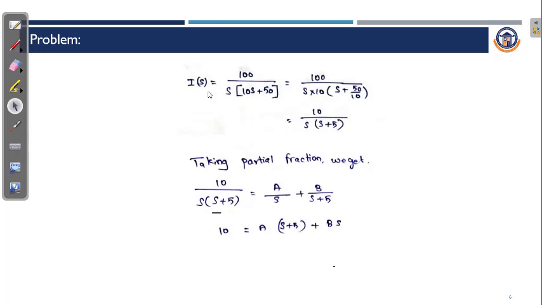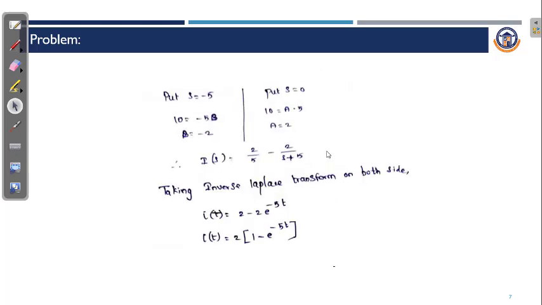After that, we have to take partial fractions. We know how to take a partial fraction. So 10 by s into s plus 5 equals a by s plus b by s plus 5. Cross multiply, and the equation will be 10 equals a into s plus 5 plus b s. And we have to put s equal to 0 and s equal to minus 5 and find the values of a and b. If you put s equal to minus 5, the b value is minus 2. If you put s equal to 0, the a value is 2, right?